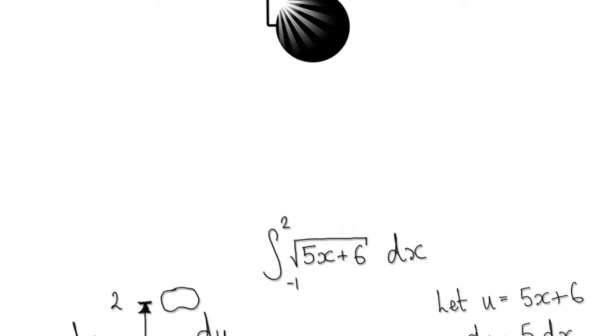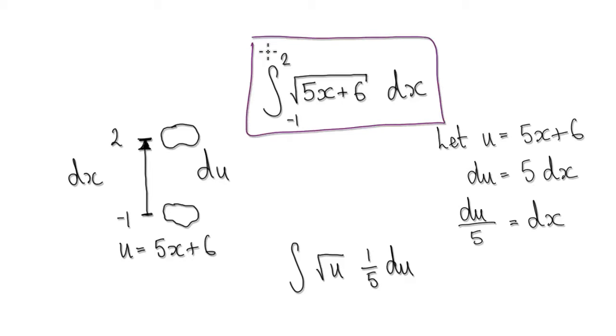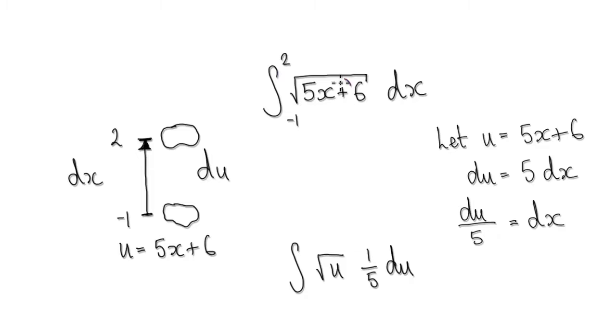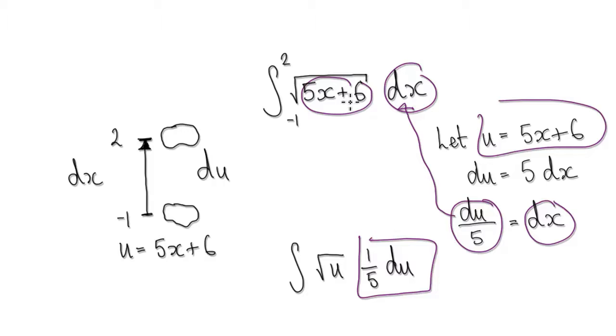Up until now, we've been doing substitution with indefinite integrals. Now we're going to look at definite integrals, where you have limits of integration. Our normal process would be to let u equal this thing here, so dx equals this thing here. We put this into the dx, that gives us this, and then we put the u into here, which gives us this thing here.